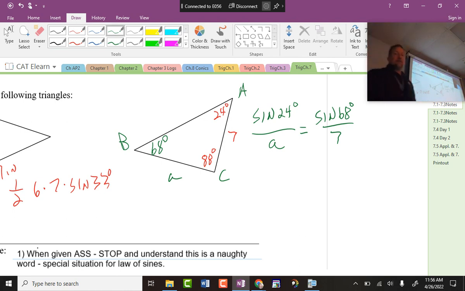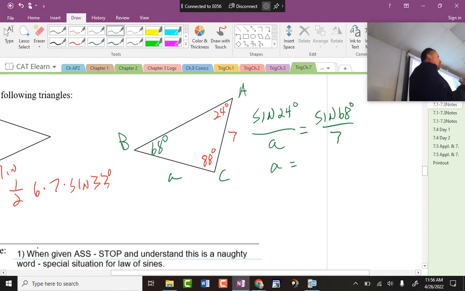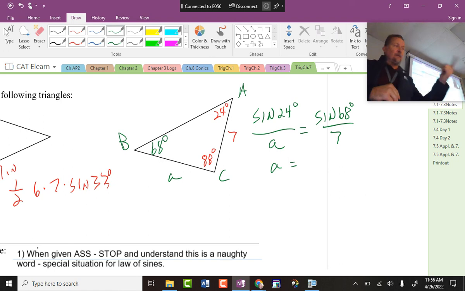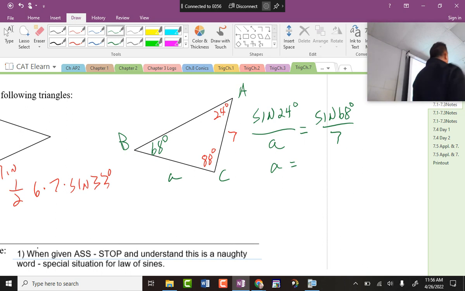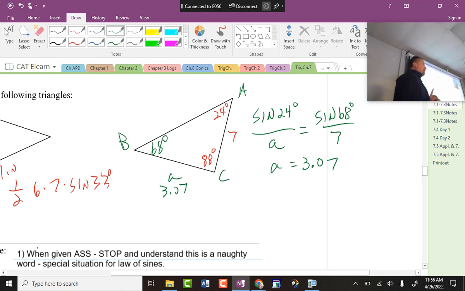Could someone tell me, as they cross multiply and solve, what is A equal to? You don't want to round this one. You want to keep the decimal. So it'd be 7 times sine 24 divided by sine of 68. What do we get for that? 3.07. But leave your stuff all the way out.